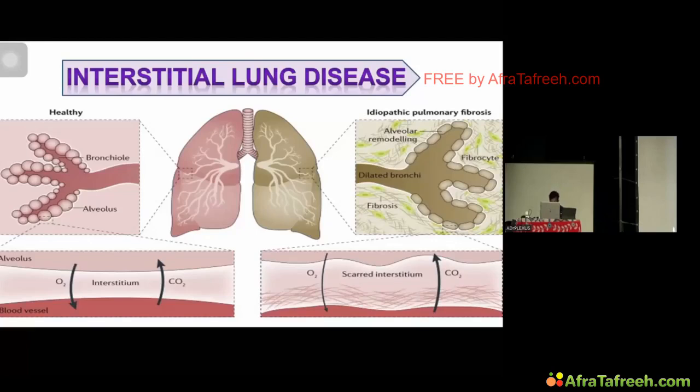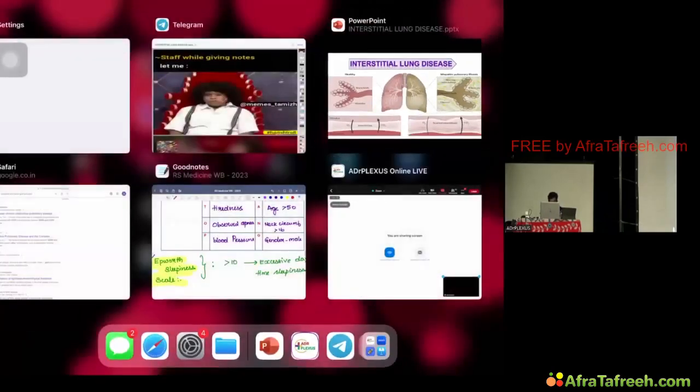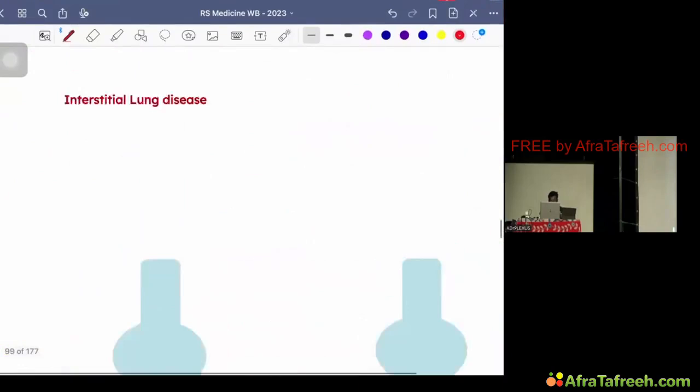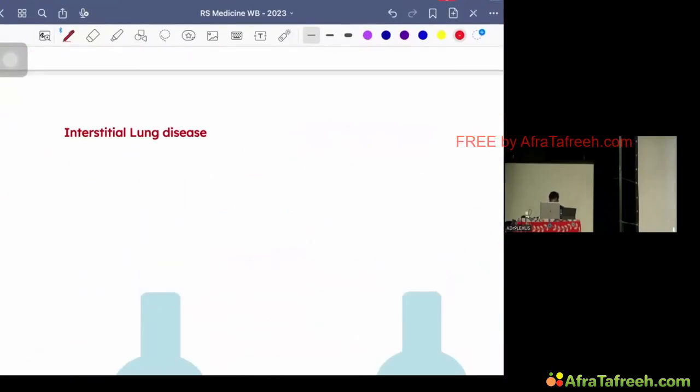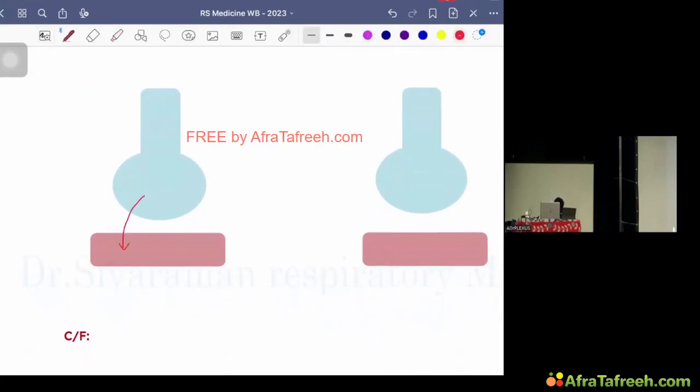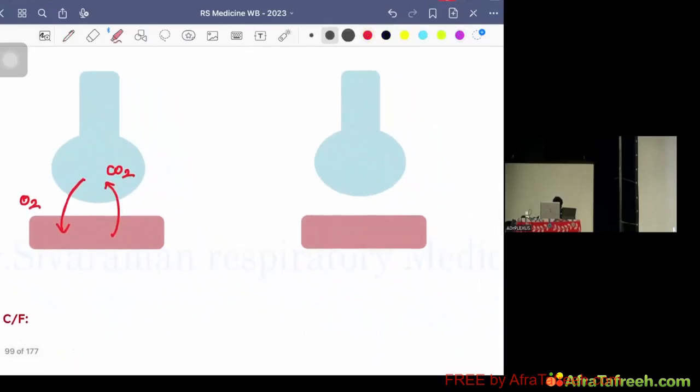Interstitial lung disease is one of the least touched topics in entrance exams, but it is the bread and butter of your pulmonologist. This condition involves the interstitium. If you take the lung, what happens normally? Oxygen is going to go here and CO2 is going to go here. This is the gaseous exchange, but what happens here is there is going to be inflammation.